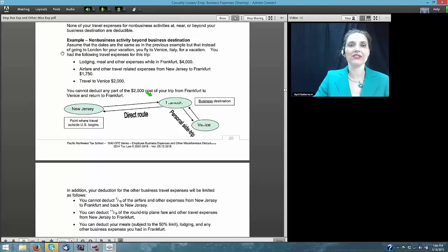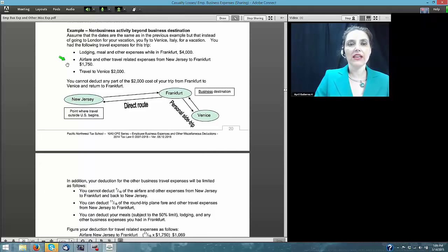But assume the facts are the same as in the previous example with the London destination, and instead of going to London for your vacation, you fly to Venice, Italy for a vacation. You had the following travel expenses for this trip. Lodging, meal, and expenses while in Frankfurt, $4,000. Airfare and other related travel expenses from New Jersey to Frankfurt, $1,750, and travel to Venice, $2,000.